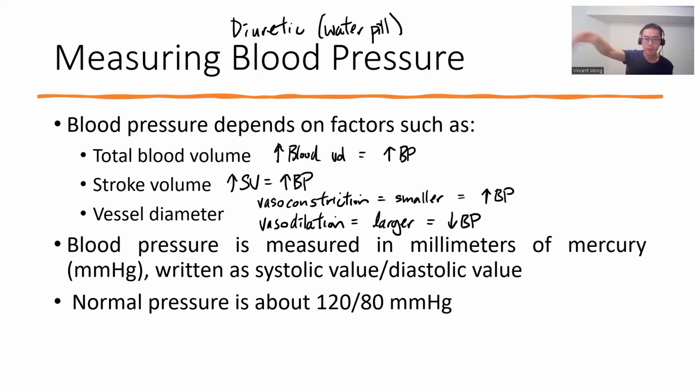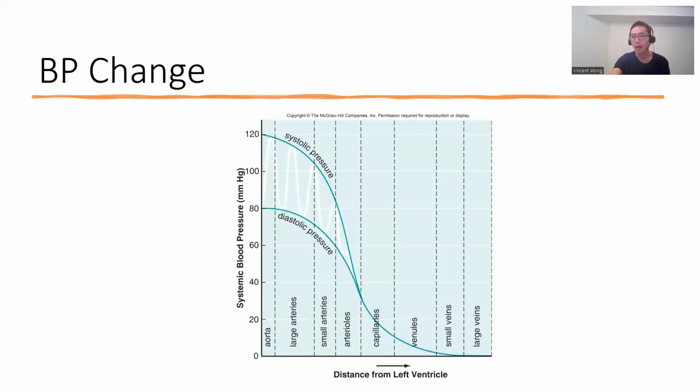Okay, so normal blood pressure we talk about is 120/80 mmHg, but "normal" in quotation. All right, so I'm going to show you 3 graphs, and they are all quite important. Okay, let's take a look at this first graph here. This graph shows you how blood pressure changes as it moves away from the heart.